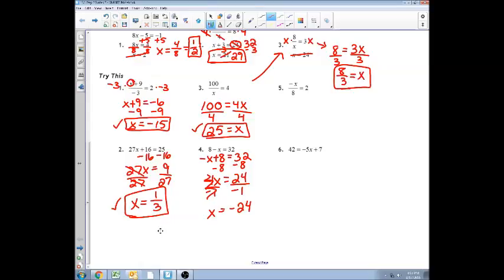If I put -24 back into my equation, this one's a little tricky. So what I'm going to do is in blue here, I'm going to go ahead and work this out. That would be 8 minus.